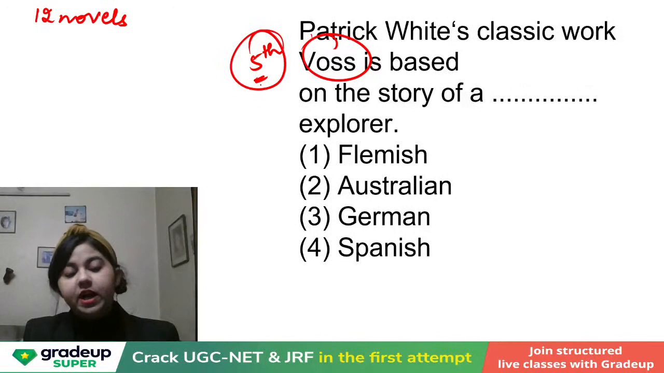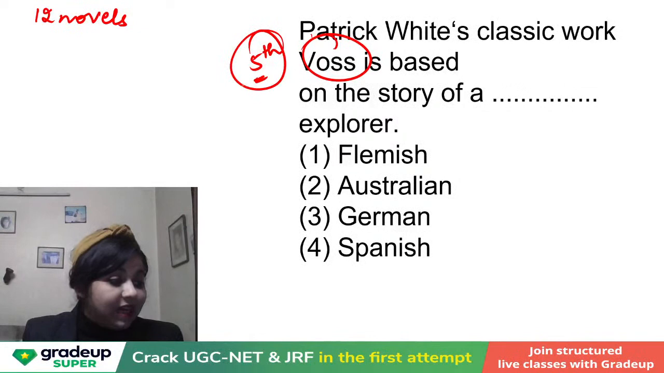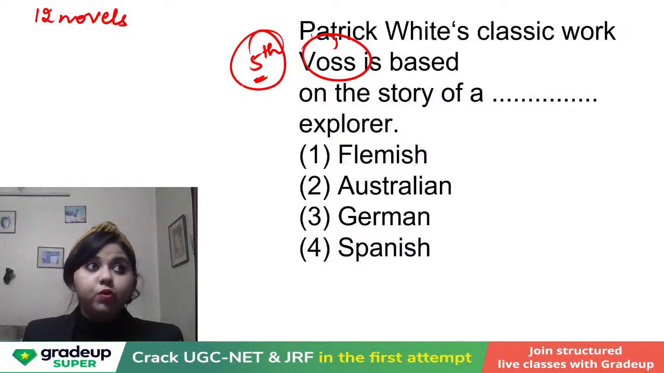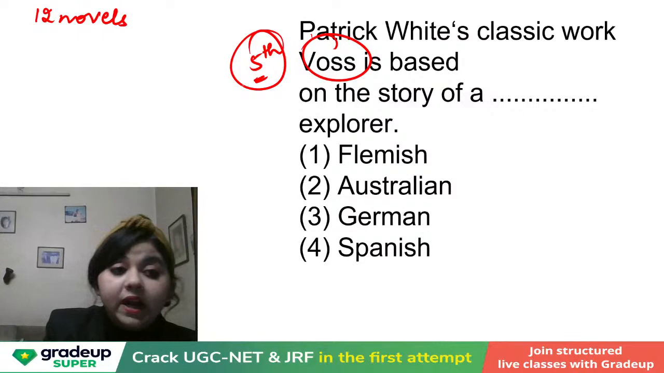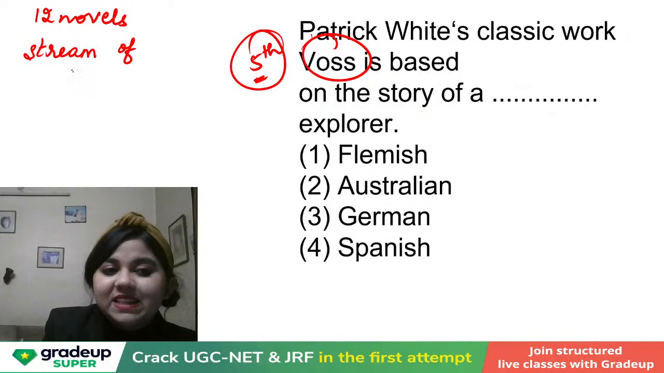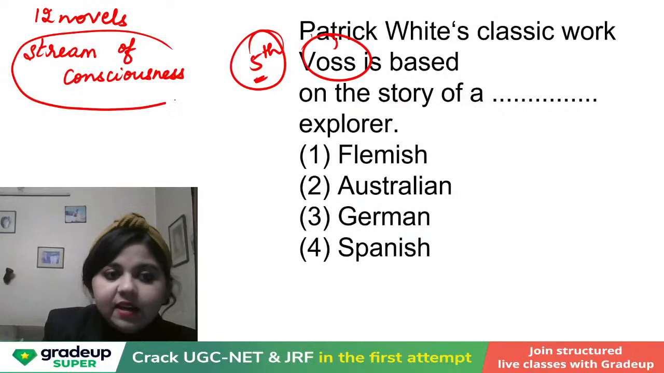Voss was the fifth novel which he had written, and this became really, very popular. Now, whenever we are talking about Patrick White, as we said James Joyce's technique is epiphany, we had written this in the previous question. What is Patrick White's technique? Patrick White is using the stream of consciousness technique. He is the person who is using the stream of consciousness technique in Australian literature.